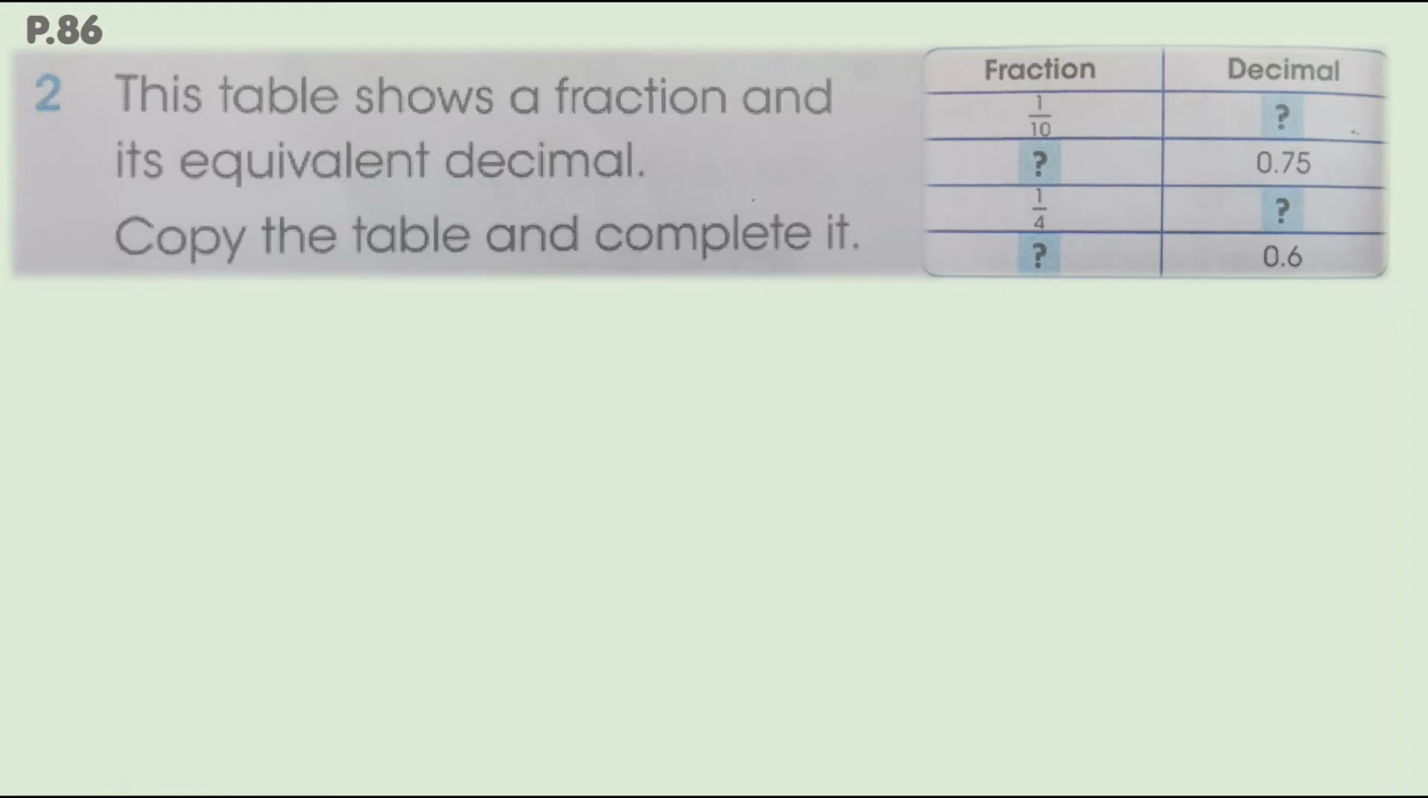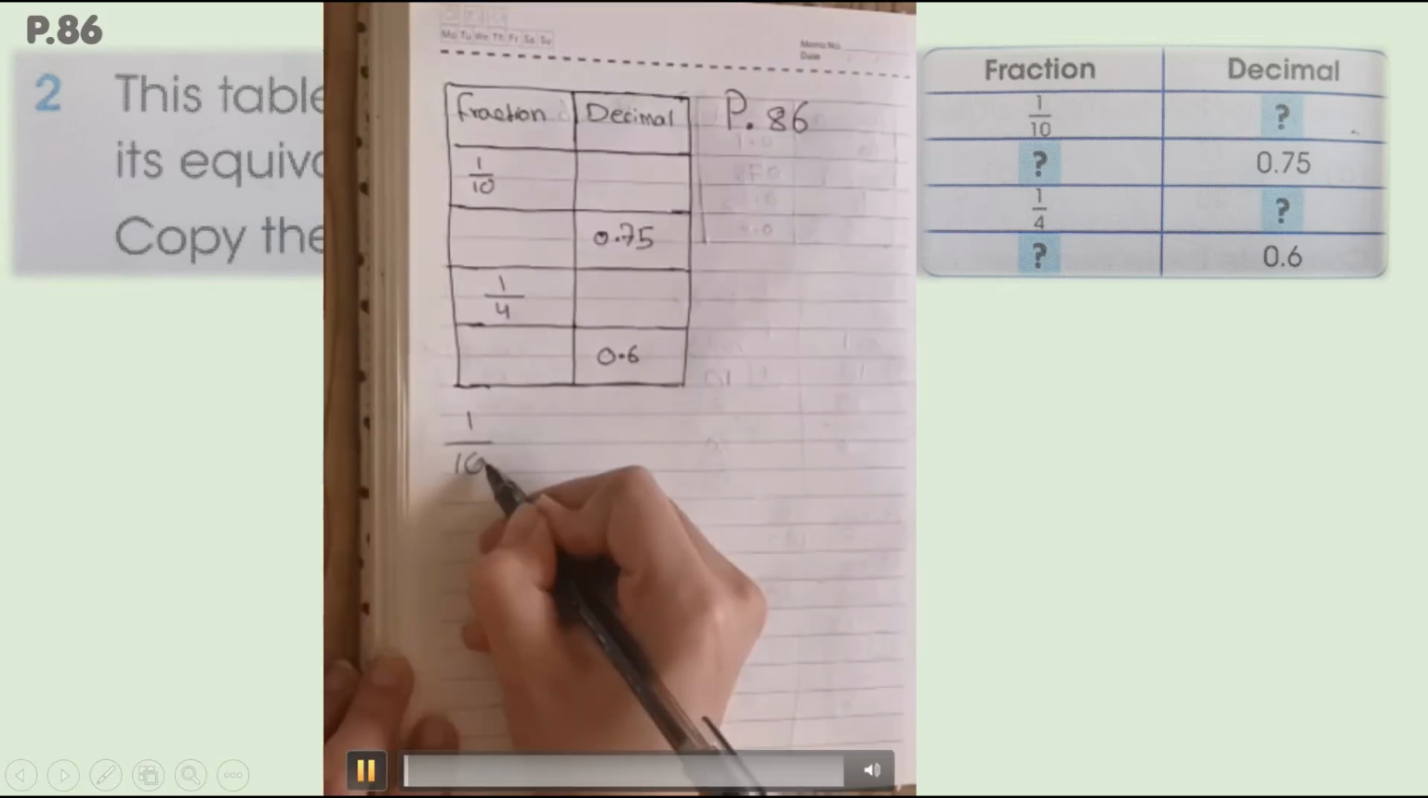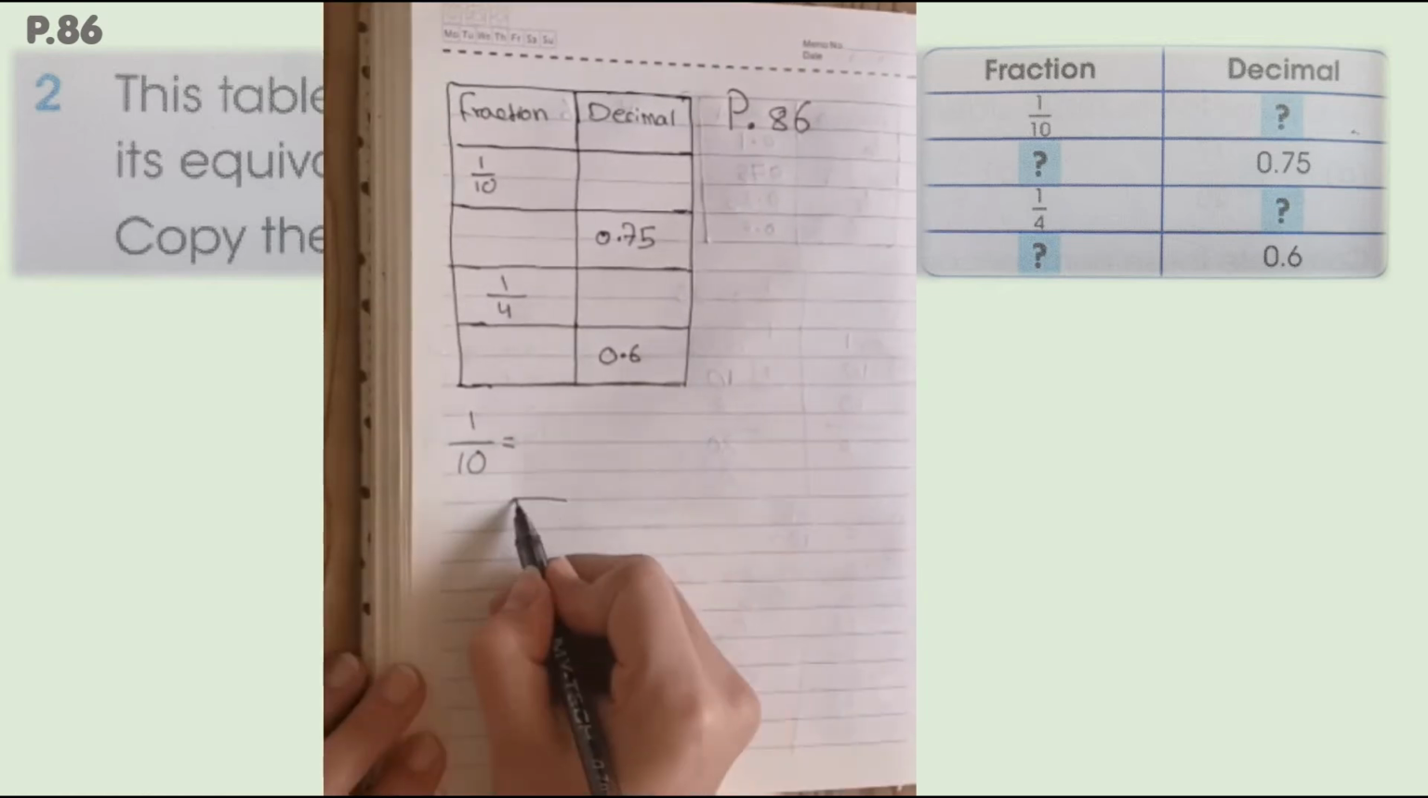Okay, exercise number 2 on page 86 says, this table shows a fraction and its equivalent decimal. Copy the table, then complete it. We have this table. We should fill it out with the equivalent on the opposite side. For example, we have 1 out of 10. We need to find the equivalent for it in decimals. Right, 1 out of 10, we convert it into a decimal.